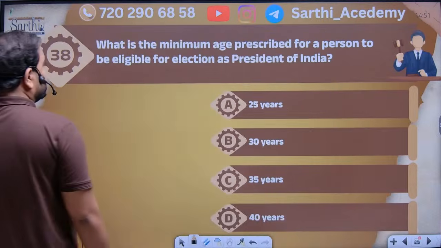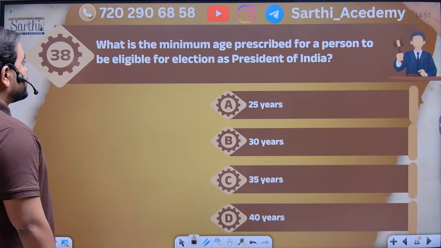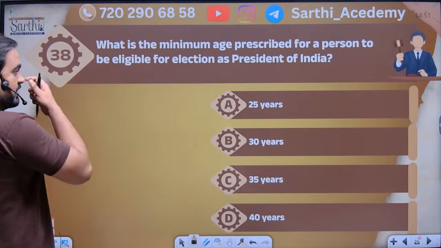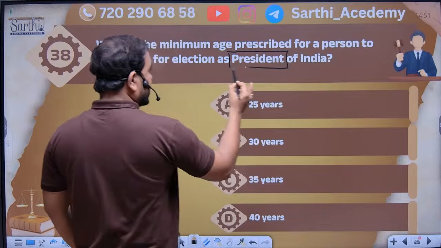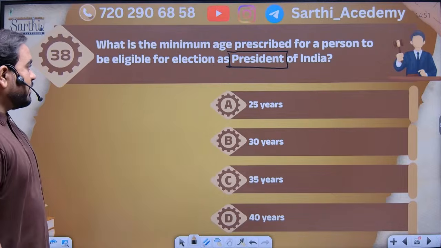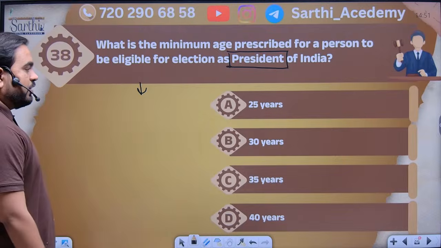Question number 38. What is the minimum age prescribed for a person to be eligible for election of the president of India? So let's say somebody wants to become president of India. What is the minimum age prescribed for a person to be eligible for the election of the president of India?